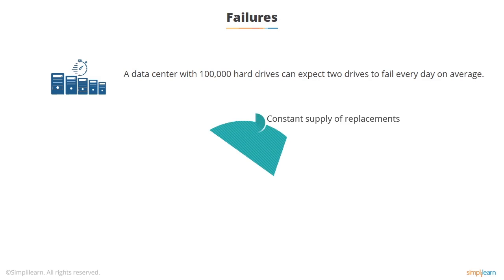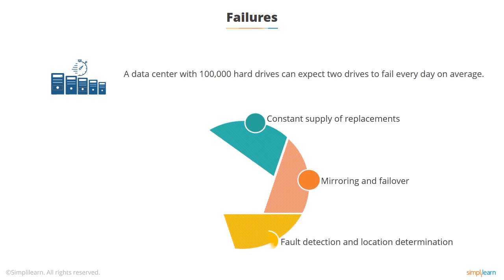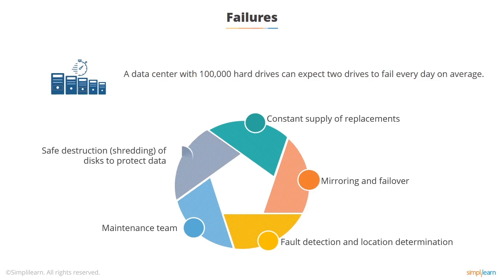So what have you got to do? Well, for a start off, you've got to have a supply of replacements to replace them quickly. Every disk needs to be mirrored so that if it fails, it's taken over by another one. We need to detect a fault and be able to find it. If you've got a data center with 100,000 hard drives, how do you find the one that's failed? We need maintenance teams who can deal with these problems, locate the faulty drives and replace them. We also need to be able to destroy the disks correctly so that data is not gained by other parties. For example, destroying the disks completely so that all data is definitely lost.